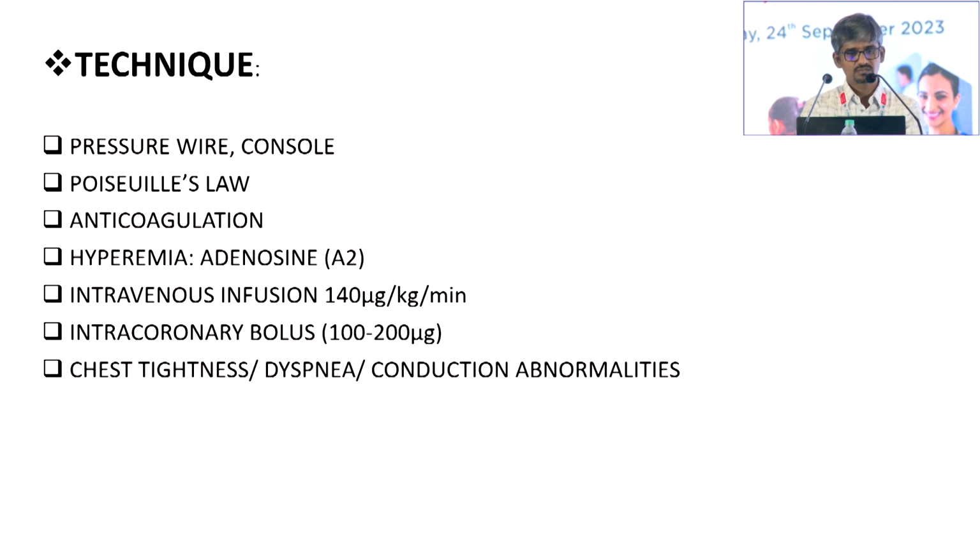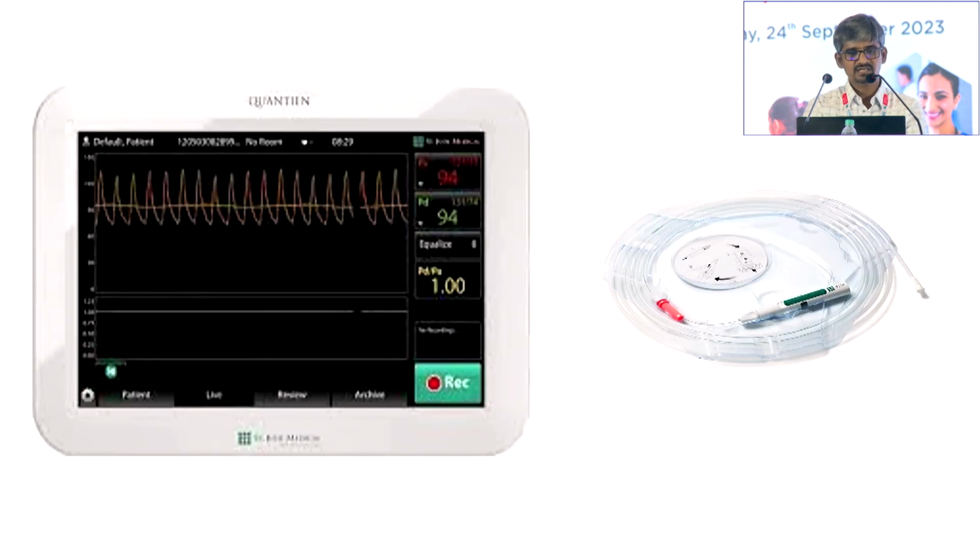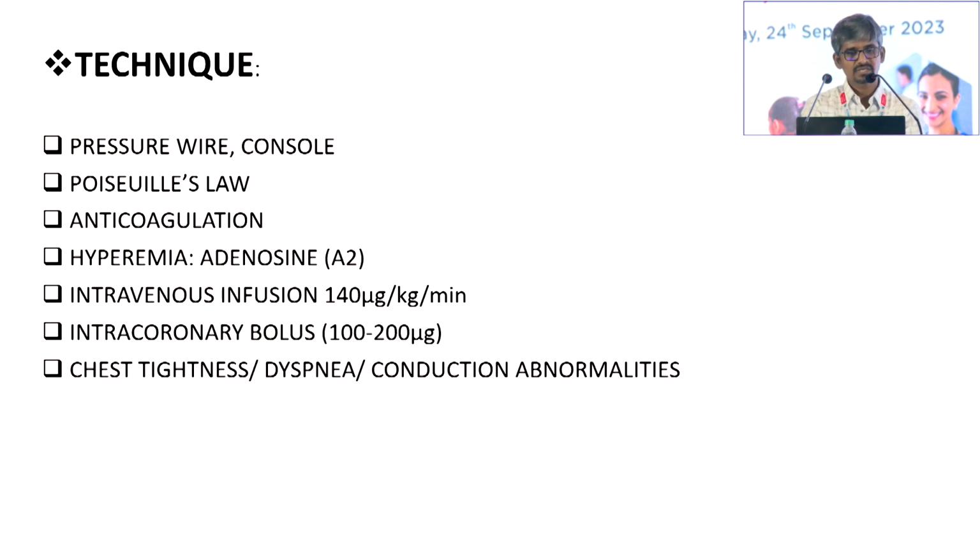So what is the technique? This is the console for FFR and this is the pressure wire. During FFR, what you have to maintain is hyperemia. There are various agents to induce hyperemia. The most commonly used in the cath lab is adenosine. It acts on the A2 receptors.